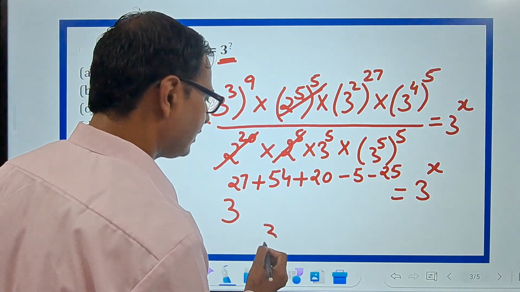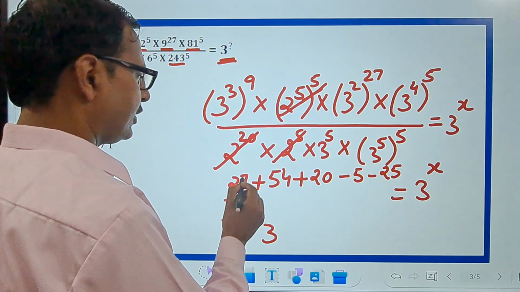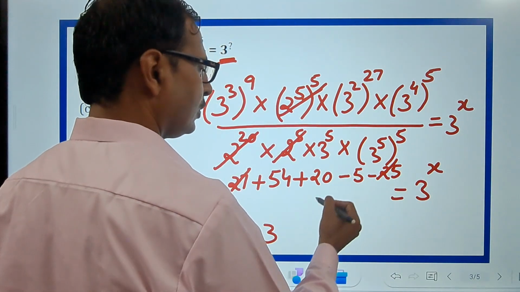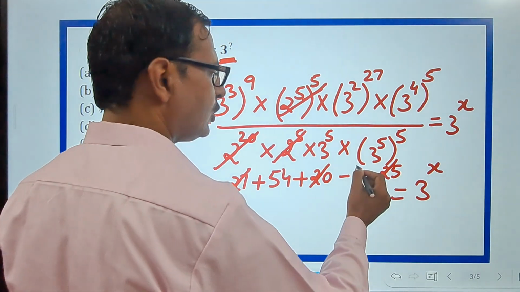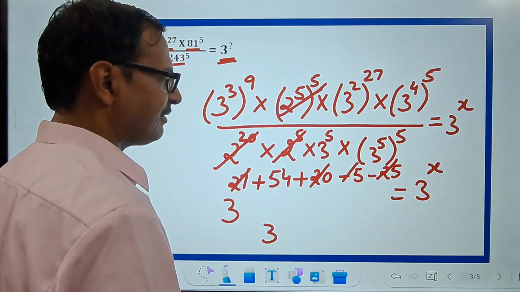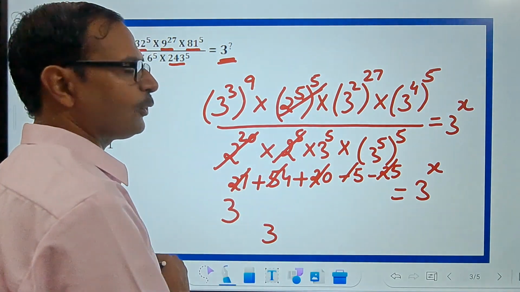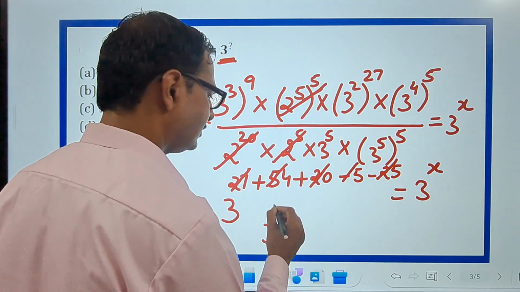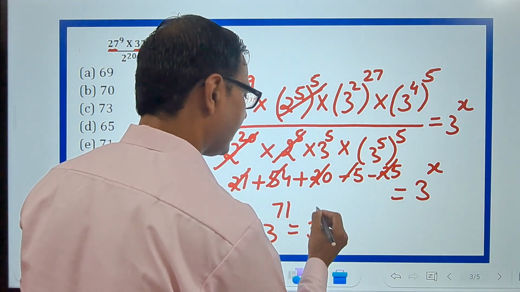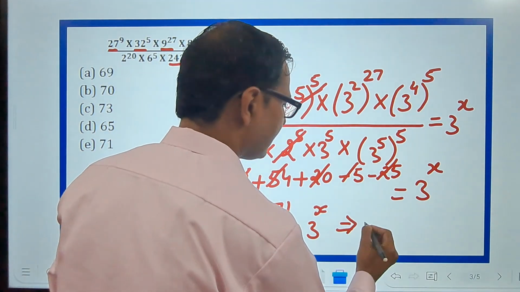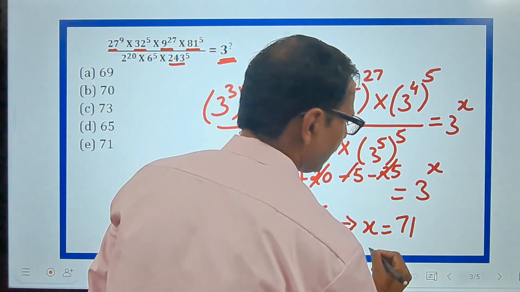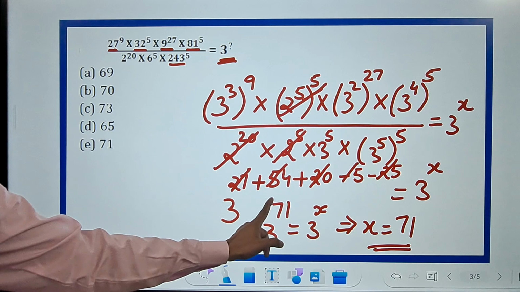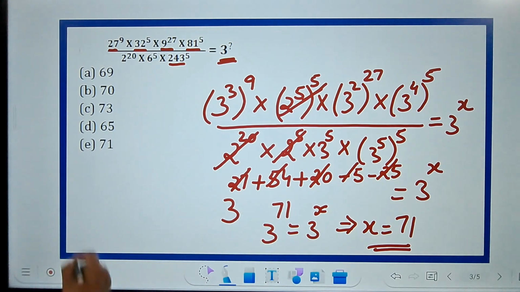Now 3 raised to power, how do we do it? 27 minus 25 is 2, 2 plus 20 is 22, 22 minus 5 is 17, 17 plus 54 is 71, and is equal to 3 raised to power x. So the value of x comes out to be 71 because the base is same. So we can have the value of x equated and x comes out to be 71.